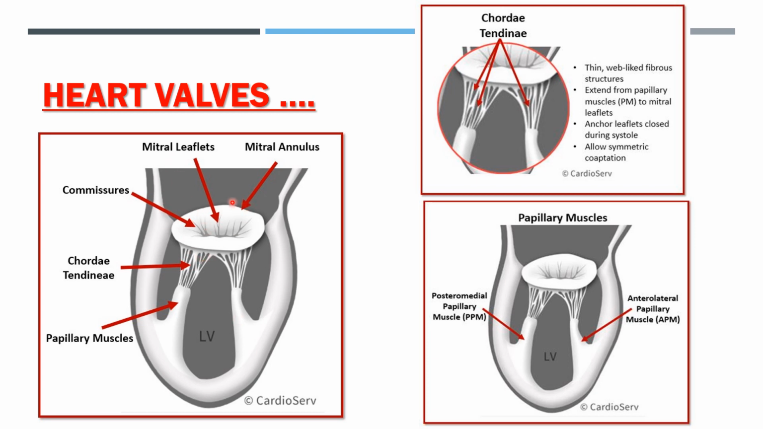Since the mitral valve has 2 cusps, the left ventricle has 2 papillary muscles, and since the tricuspid valve has 3 cusps, there are 3 papillary muscles in the right ventricle. But there are no papillary muscles or chordae tendineae attached to the aortic and pulmonic valves.